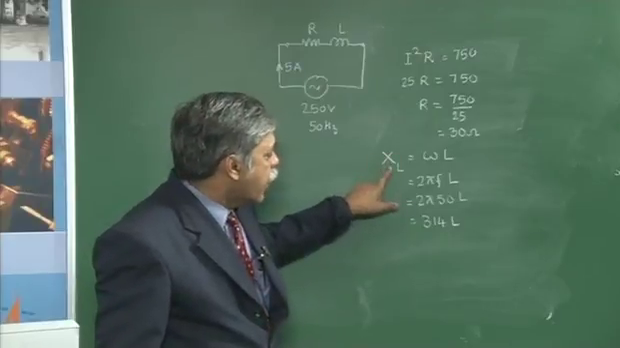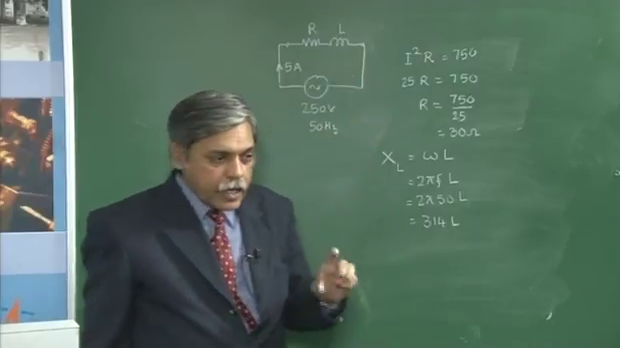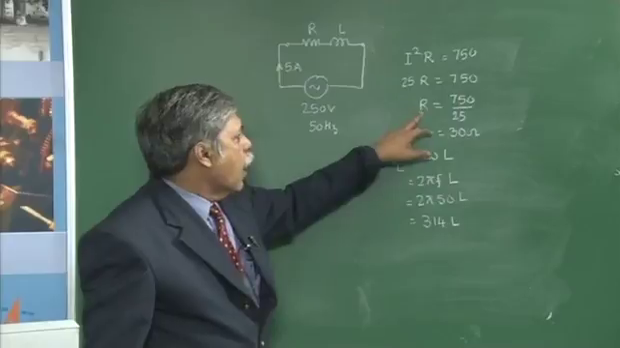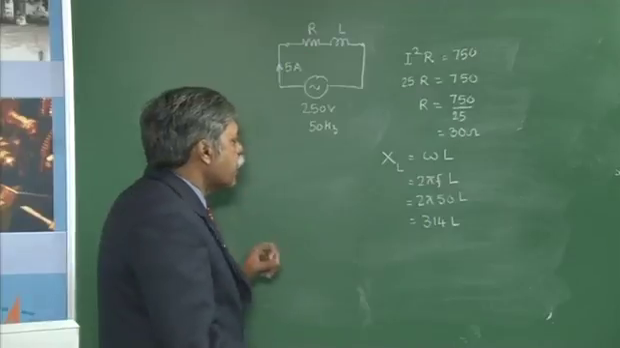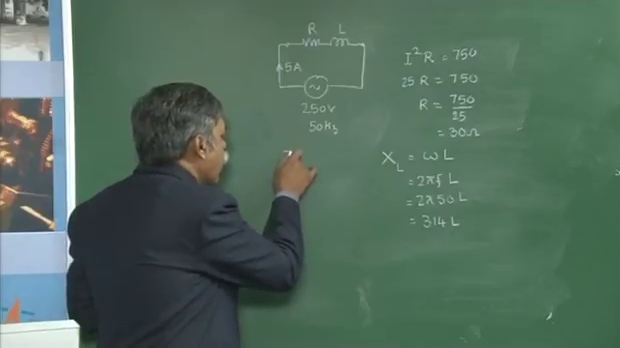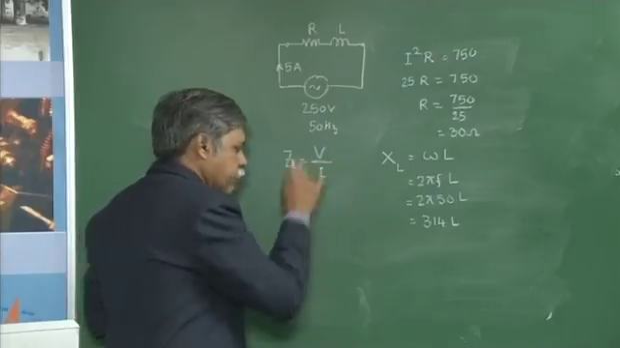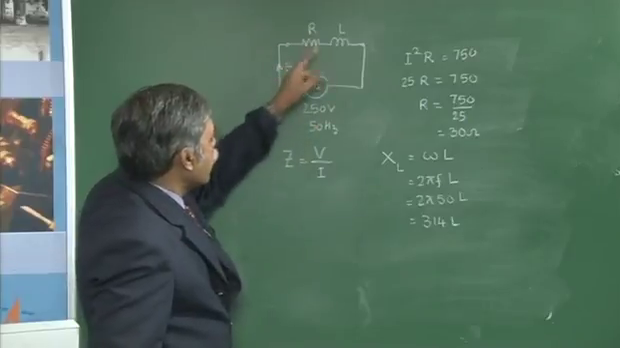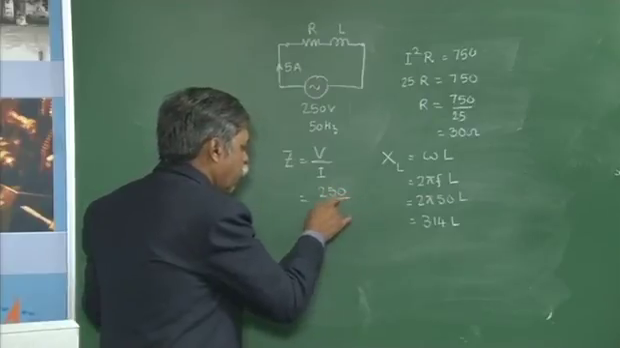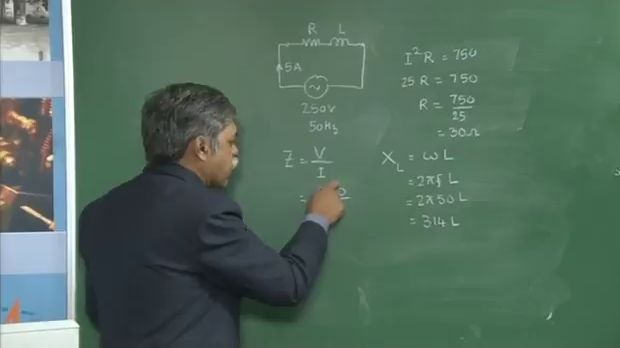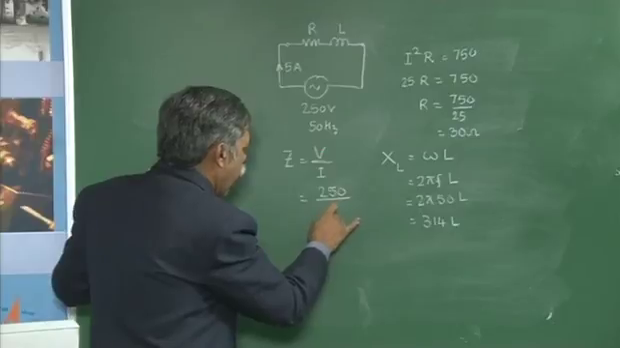To calculate the inductive reactance, I need to calculate the impedance of the circuit. Impedance is the combined effect of resistance and inductance in the circuit. To get the impedance value, I need to find the ratio of the RMS value of the voltage to the RMS value of the current. The combination of R and L is given a 250 volt RMS supply, and the combination is taking a current of 5 amperes, therefore I put 5 here.